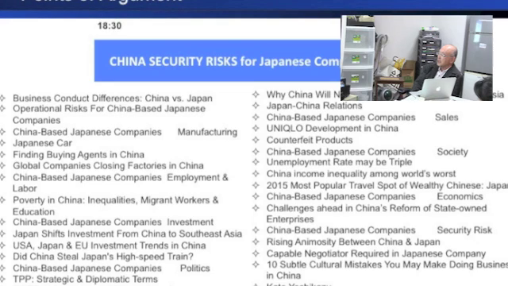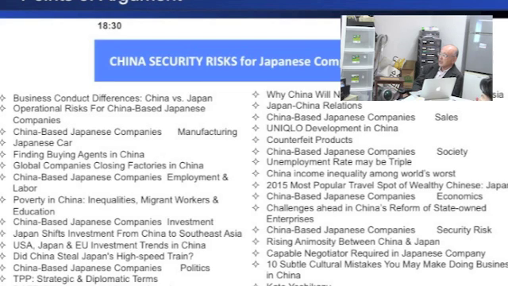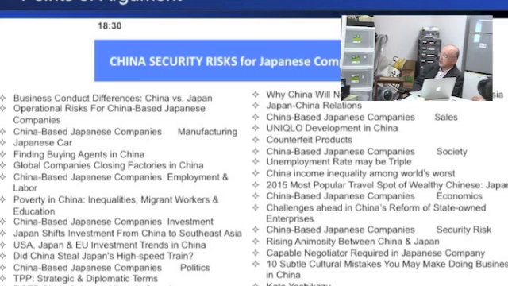Recently Japanese companies, and not only Japanese but American companies too, are closing factories in China and moving to Bangladesh and elsewhere. Also Chinese companies themselves are moving factories overseas in Asia Pacific. Then moving to employment and labor. The first issue is poverty in China, inequalities, migrant workers and education. Then investment is the first issue.